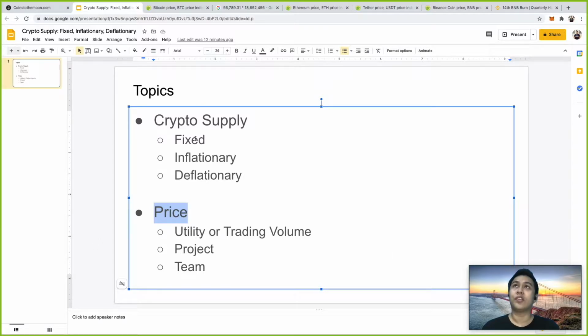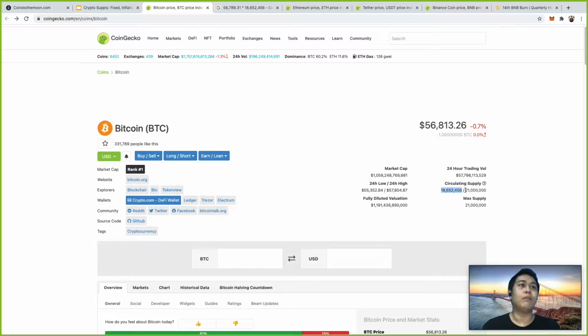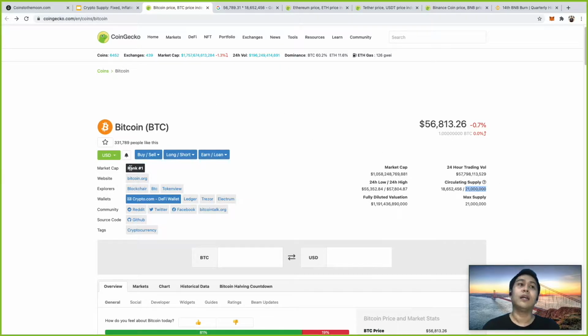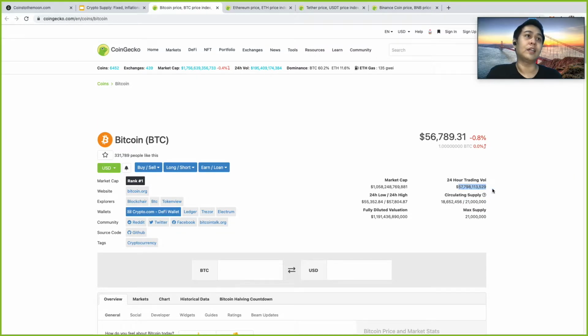So one best example for the fixed supply is Bitcoin. There will only be 21 million Bitcoins available in the market. So that's the reason why most institutions or most investors who are familiar with crypto are going with Bitcoin. As you can see, it's the #1 coin on CoinGecko and CoinMarketCap, and it's been traded around 58 billion daily. And then the market cap is 1 trillion.